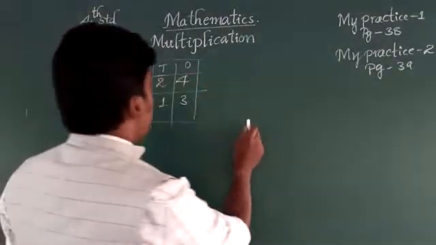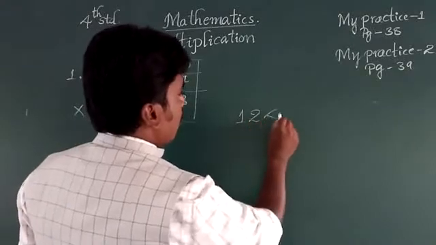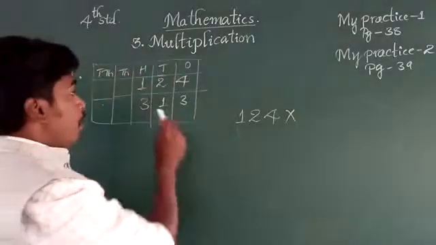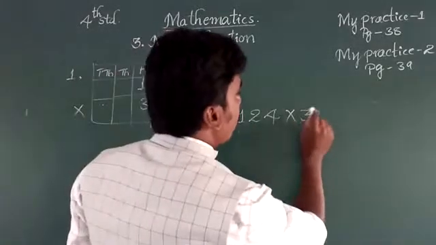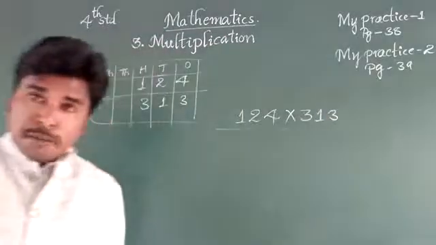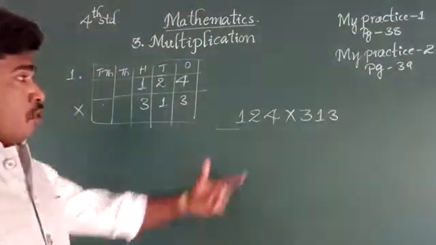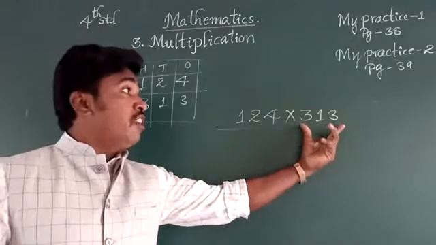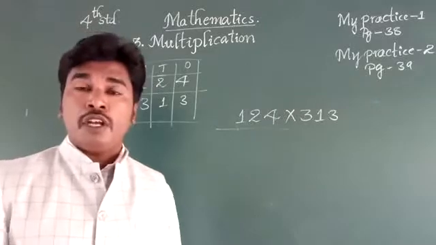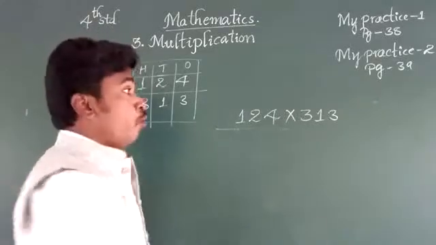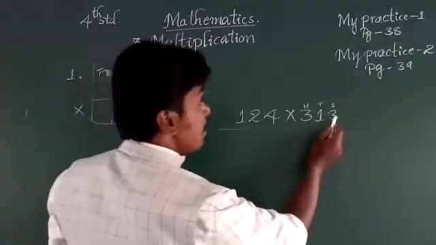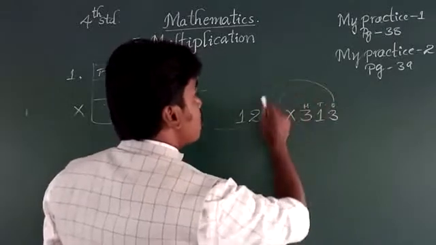So first number you write, 124. Another number is 313. No need to write the place value chart, because you are all in 4th standard. 124 is going to multiply with 313. When you start the multiplication, you should always start multiplying with the ones place number: ones place, tens place, hundreds place. So ones place with these 3 numbers.